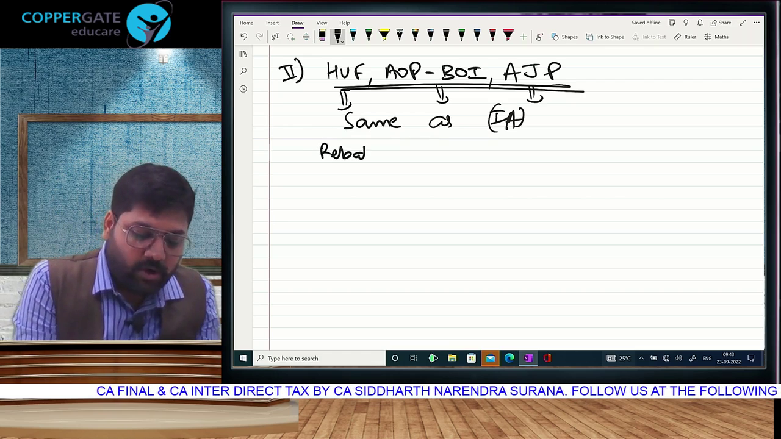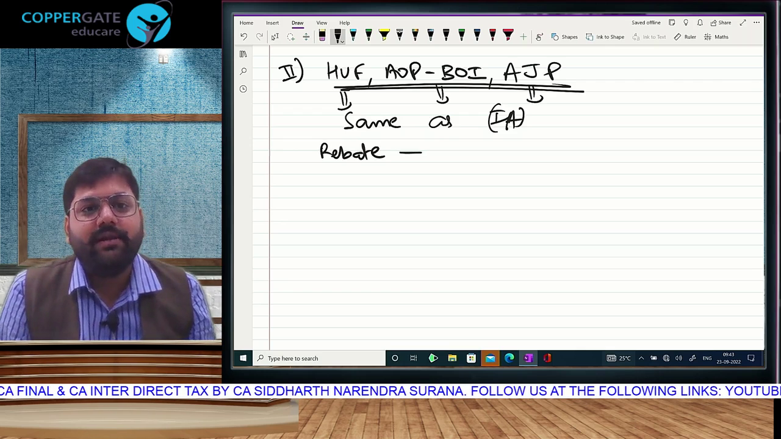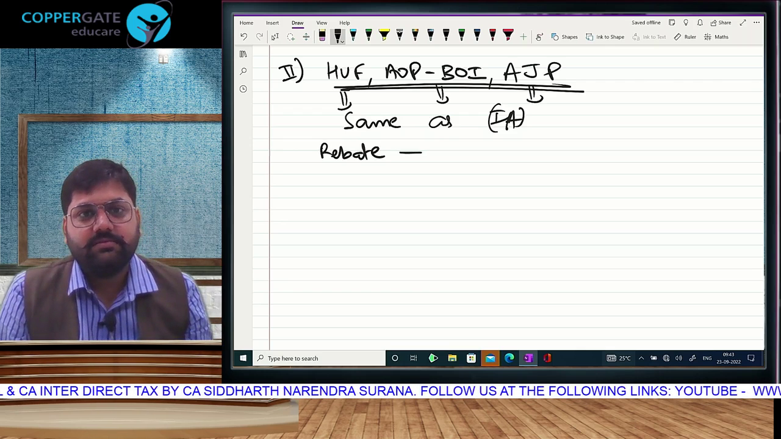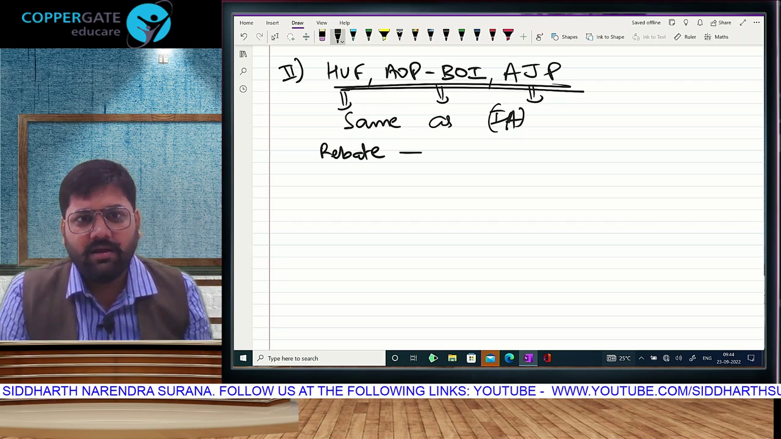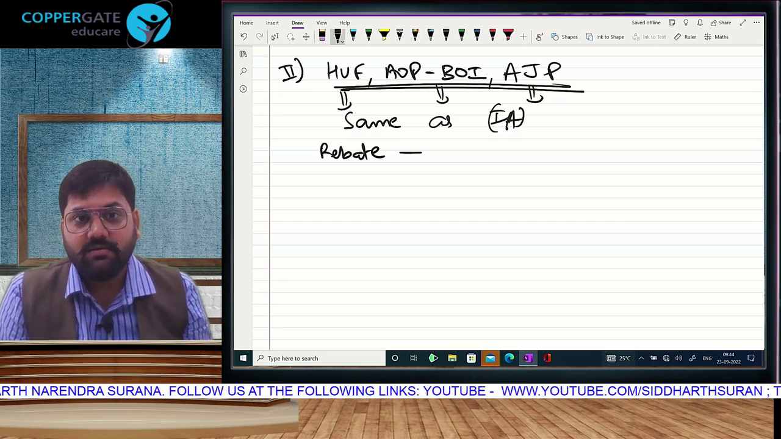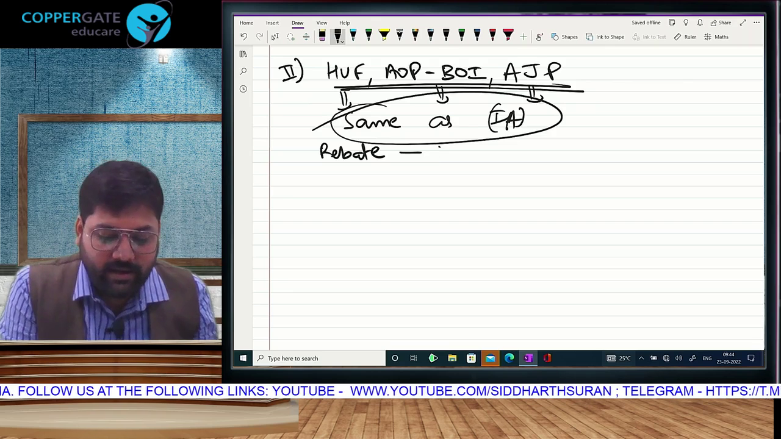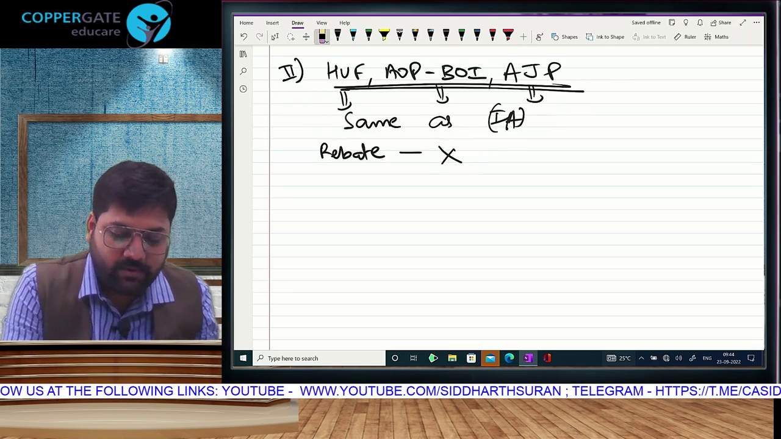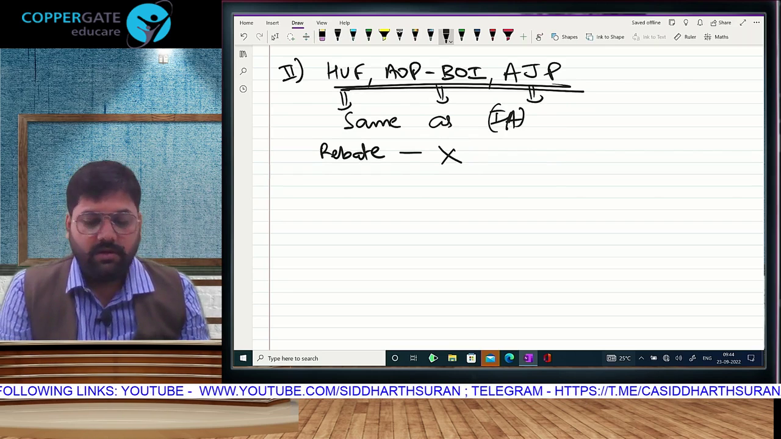There is a concept called rebate. You only tell me, what do I write against this? Basic tax is same slabs. Special rate will apply. Rebate not applicable. What is the reason? Rebate is applicable only to individuals.